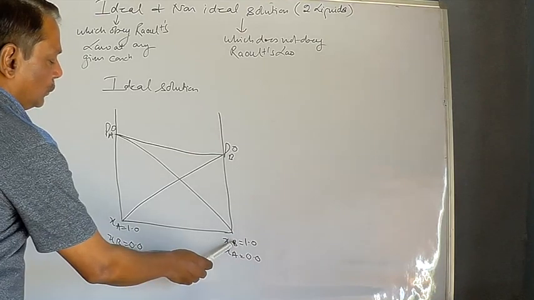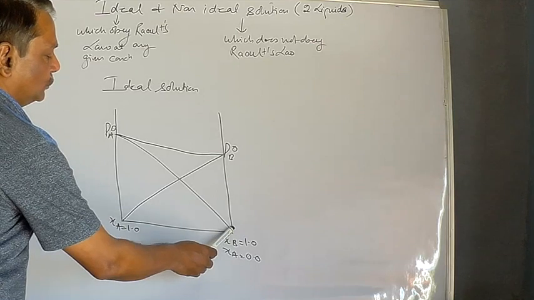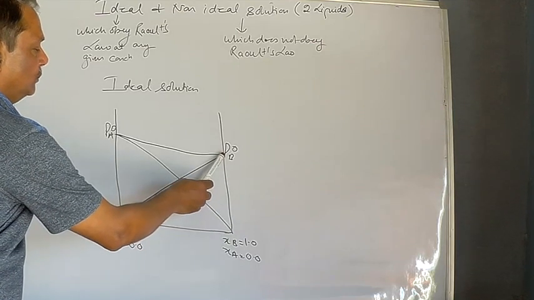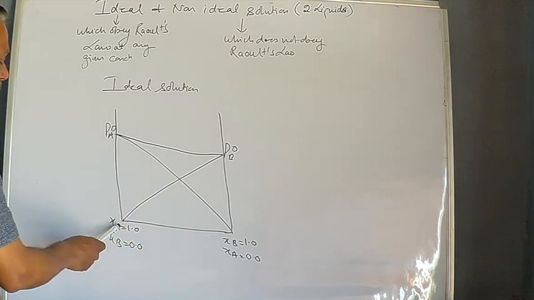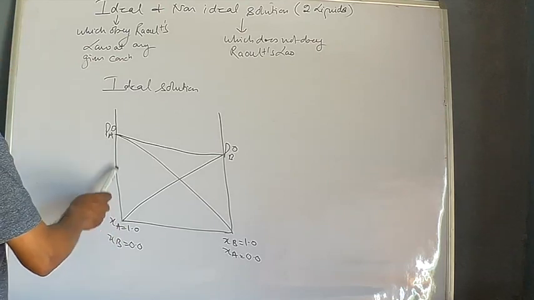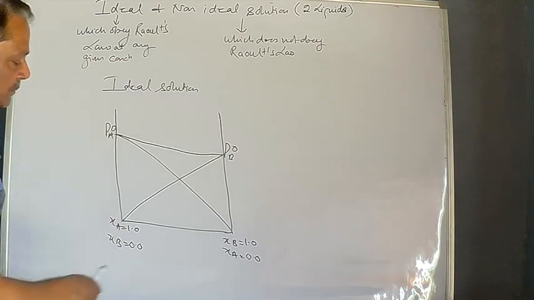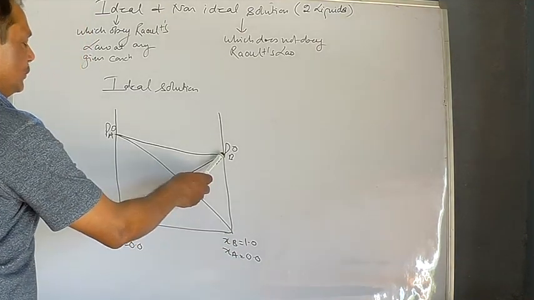And since here mole fraction of B is 1, only B is present, therefore the vapor pressure of B is PB0. I repeat again, mole fraction of liquid A is 1 means only liquid A is there, so the vapor pressure corresponds to PA0. And here mole fraction of B is 1, so vapor pressure corresponds to PB0.